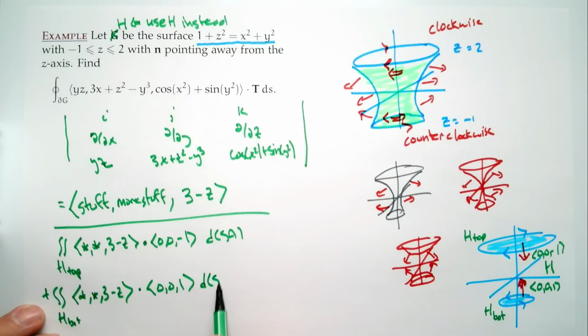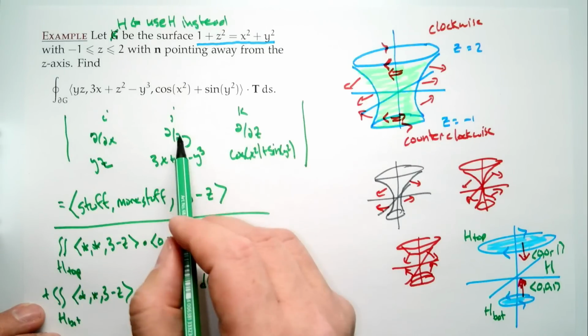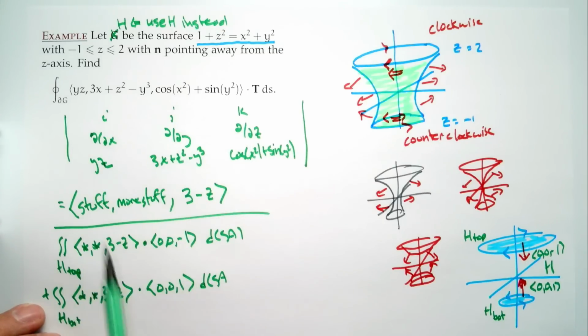Should that be 3 minus y? Should it be 3 minus y? No, because it's k partial y of yz. So that'd be z. In fact, we'd like it to be z.